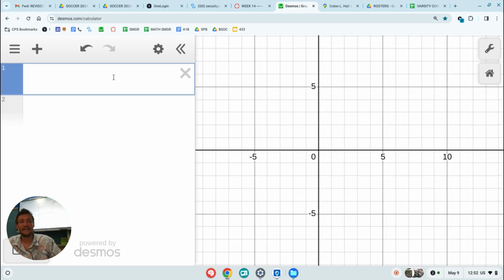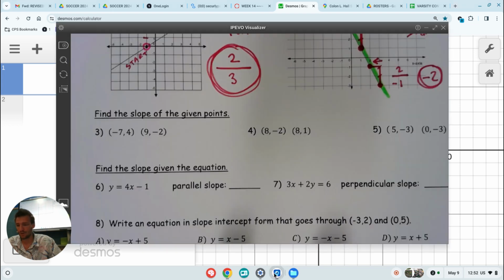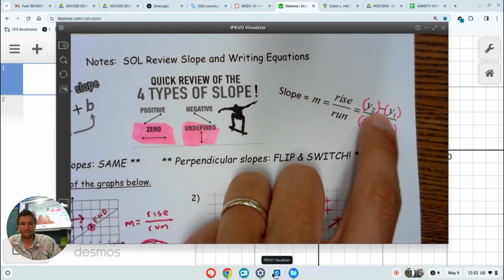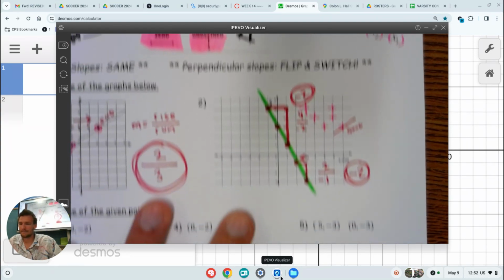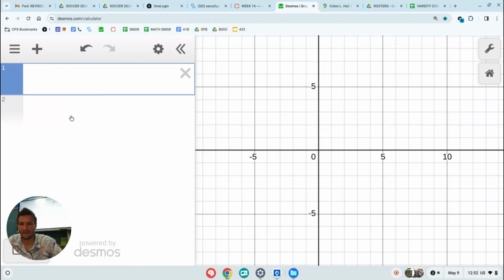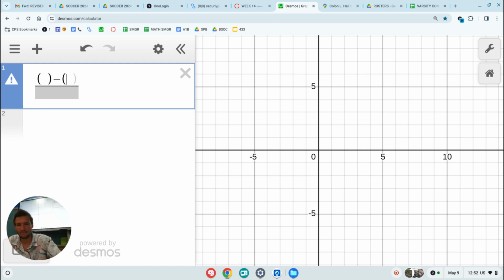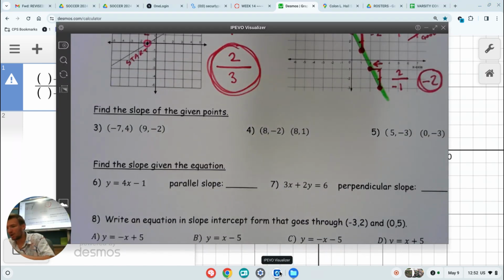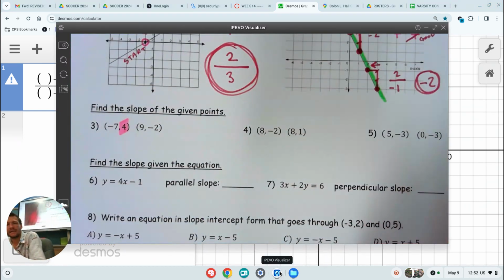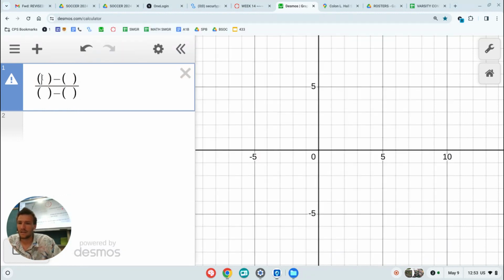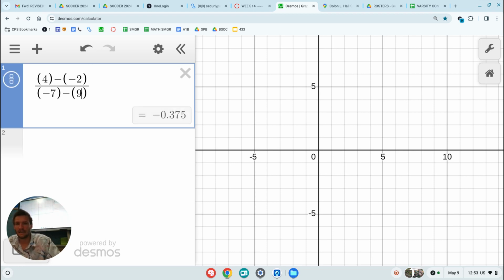Option number 2 is the slope formula that we have on the top of our worksheet here. Y minus y divided by x minus x. So we can type that in DESMOS with the divide key, parentheses minus parentheses, parentheses minus parentheses. Make sure that the y number is the top number. So that y value needs to be on top. So this 4 is the top. 4 on top, -7 on the bottom. And then the -2 needs to be on top with the 9 on bottom.